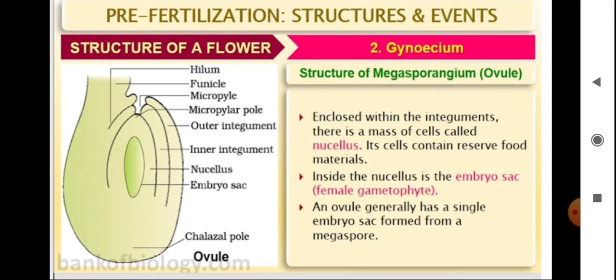Enclosed within the integuments, there is a mass of cells called the nucellus. So after the integuments, there are a number of cells. That region is called the nucellus. It contains food materials. Inside the nucellus is the embryo sac. You have two integuments, then the nucellus, and inside the nucellus the embryo sac. An ovule generally has a single embryo sac formed from a megaspore. So there will be only one embryo sac.